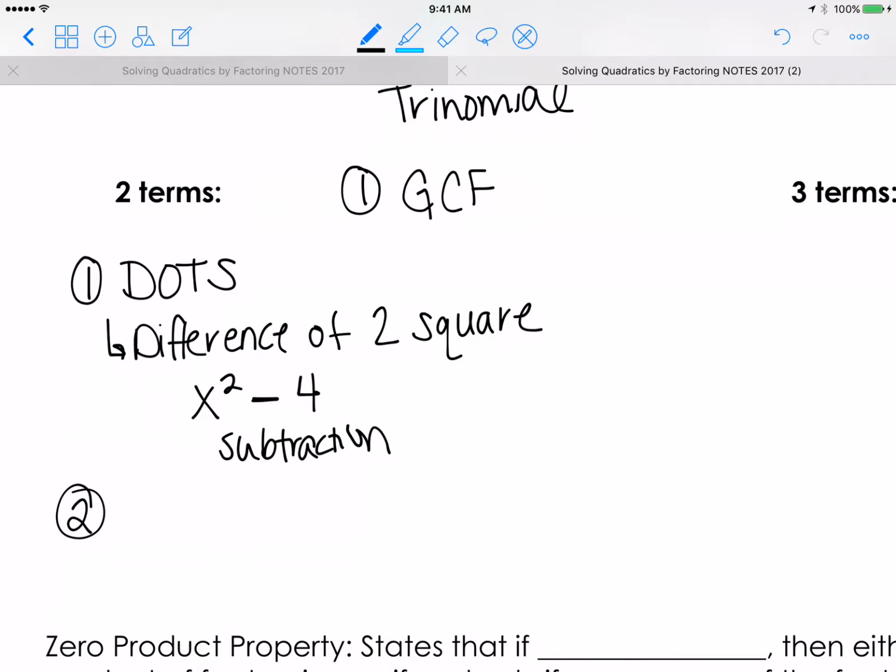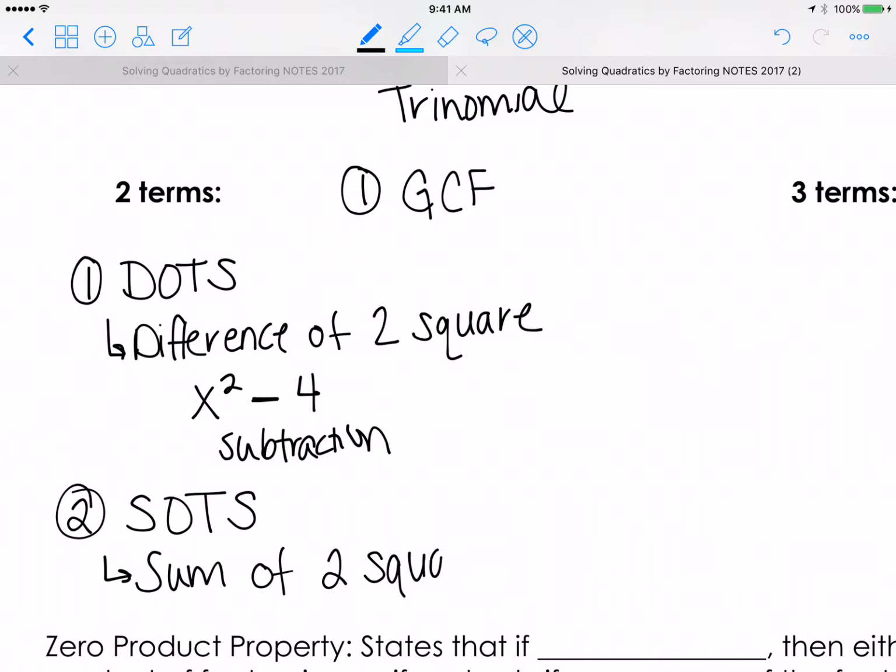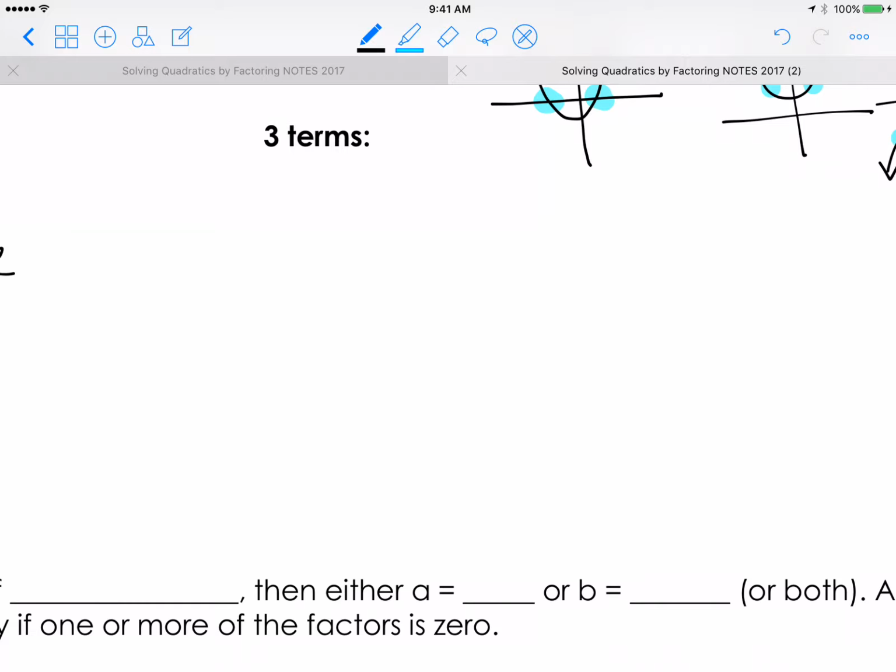Okay, and the second thing that it could be is SOTS. Now this is something new for you. This means sum of two squares. This is when our imaginary numbers are going to come into play, but I'll talk that through in a little bit. So now, if we have three terms, we're always going to take a GCF out.